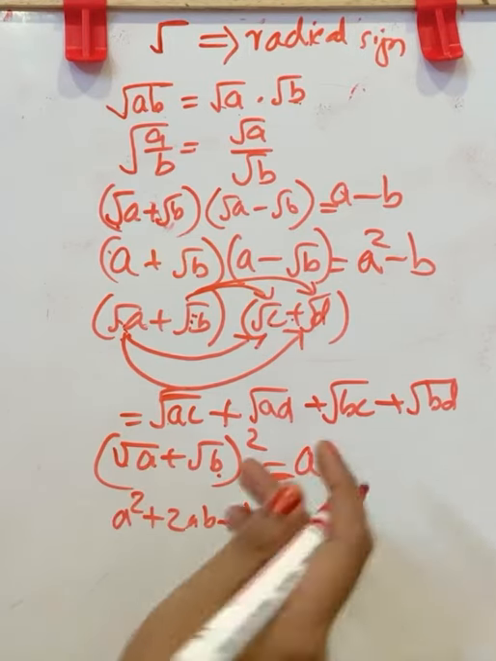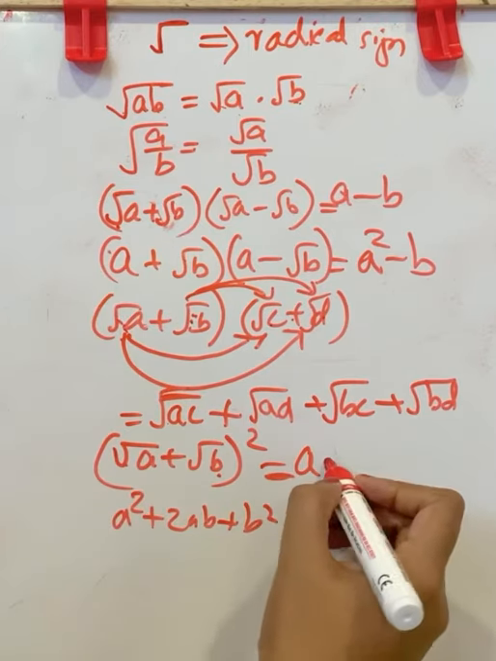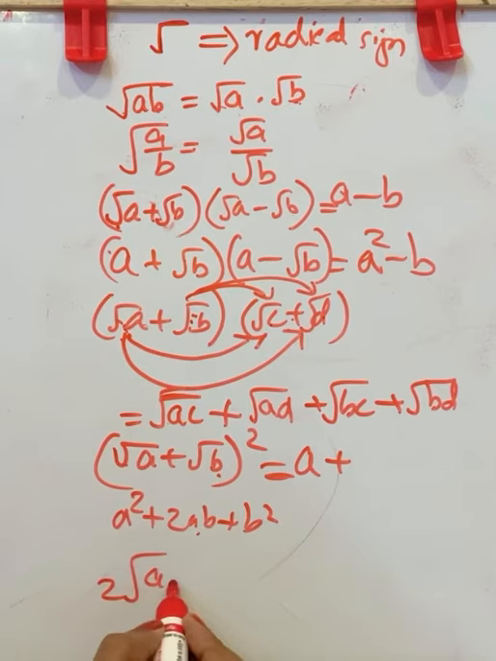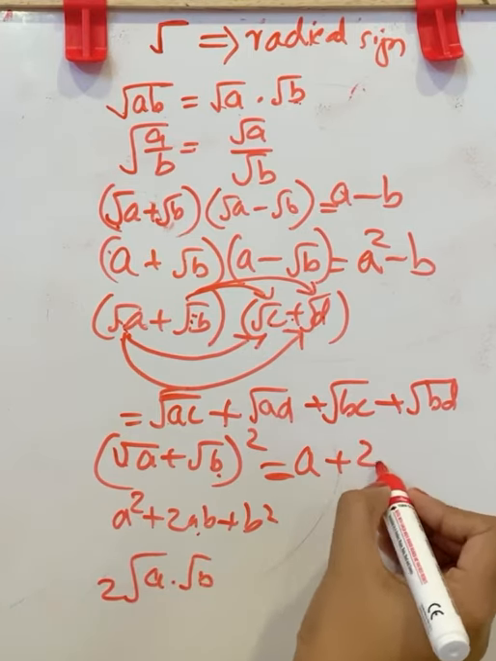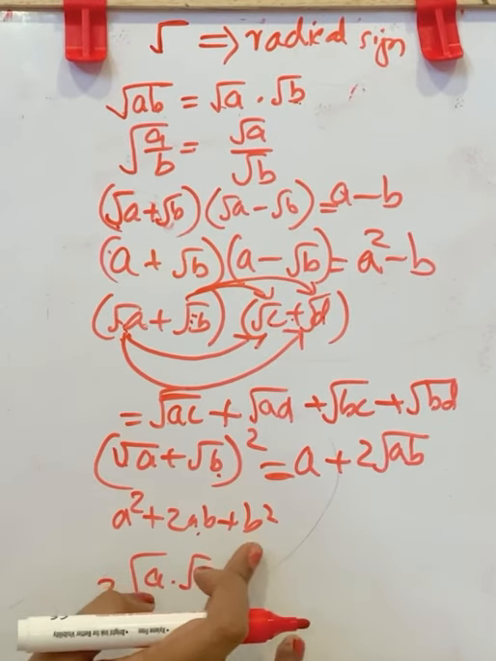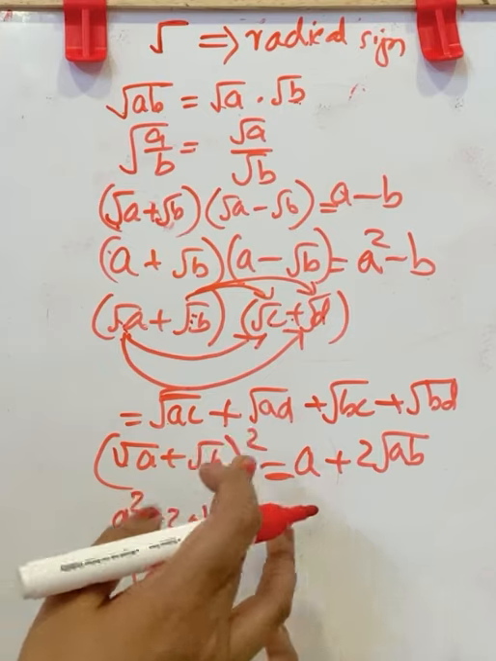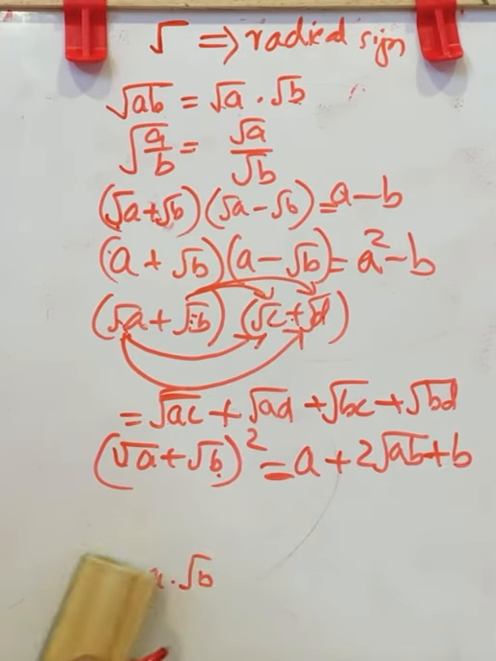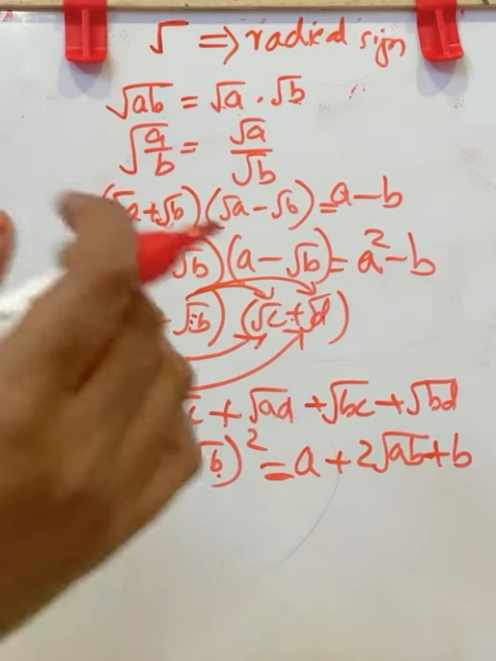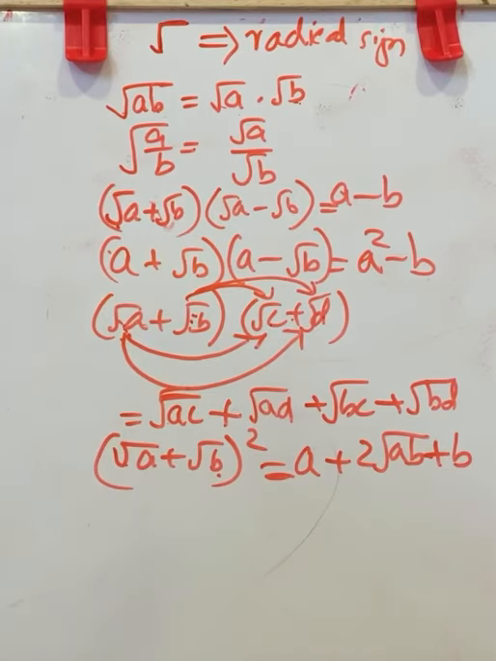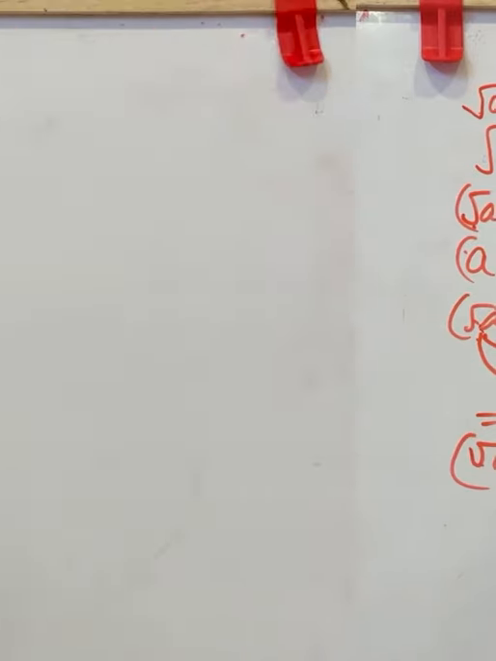It becomes a because √a into √a is a, plus 2 into √a into √b, that is 2√ab. Now (√b) square, this is b square, so (√b) square becomes plus b. This is the expansion. Now these are all some identities here with roots. Root means a radical sign. Now let us apply these in the problems.